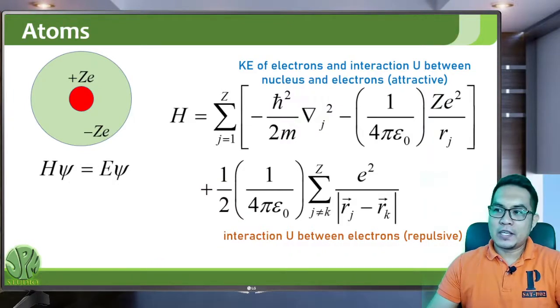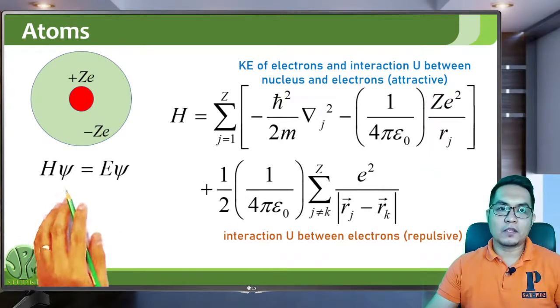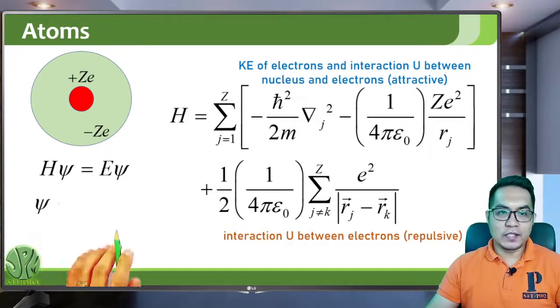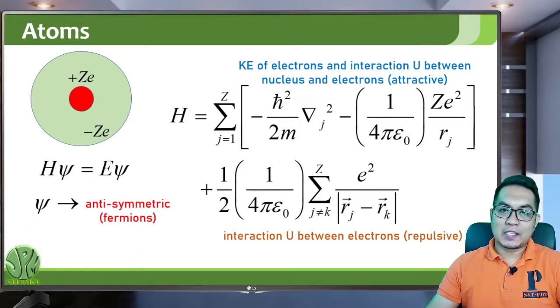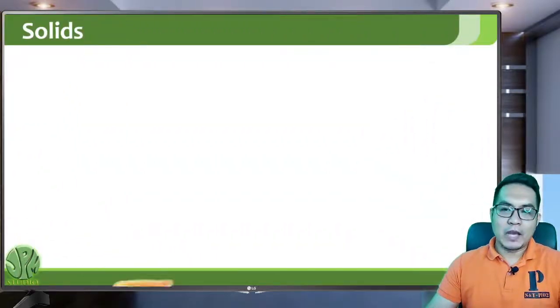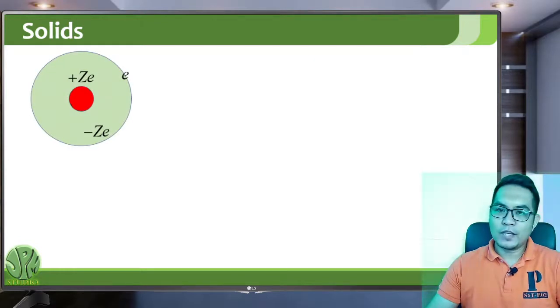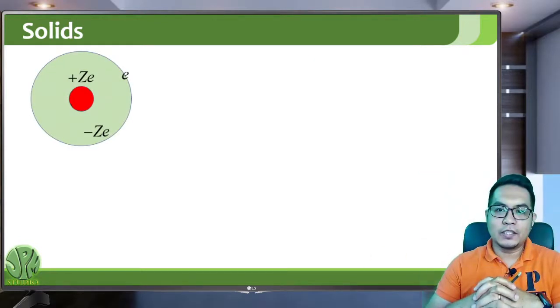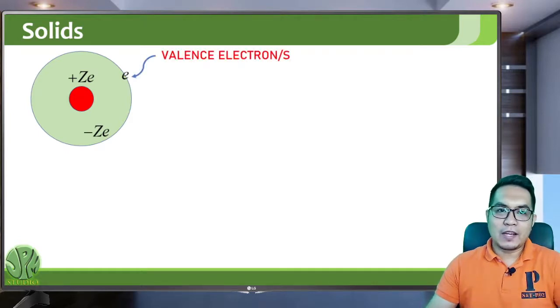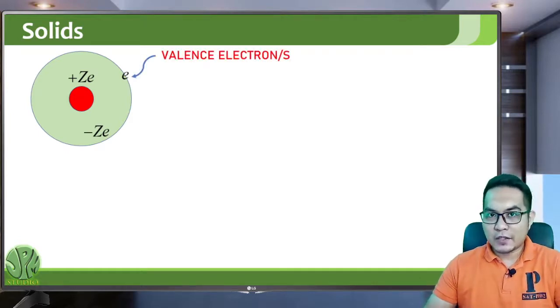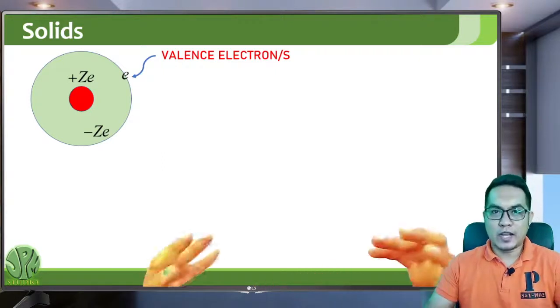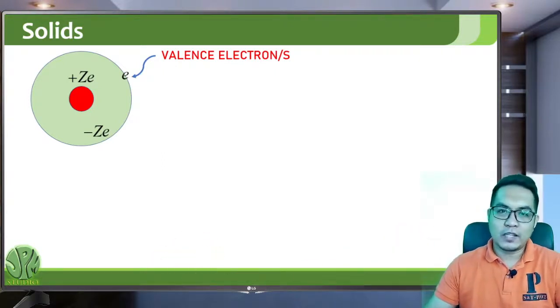In this case, the time-independent Schrödinger equation still holds, and the wave function of the system is actually anti-symmetric because our particles are fermions. Protons and electrons are fermions. If you now have many atoms, you create a solid. In a material such as a solid, there are what we call valence electrons. These are the outermost electrons, or the electrons in the outermost shell, or in the outermost orbital.